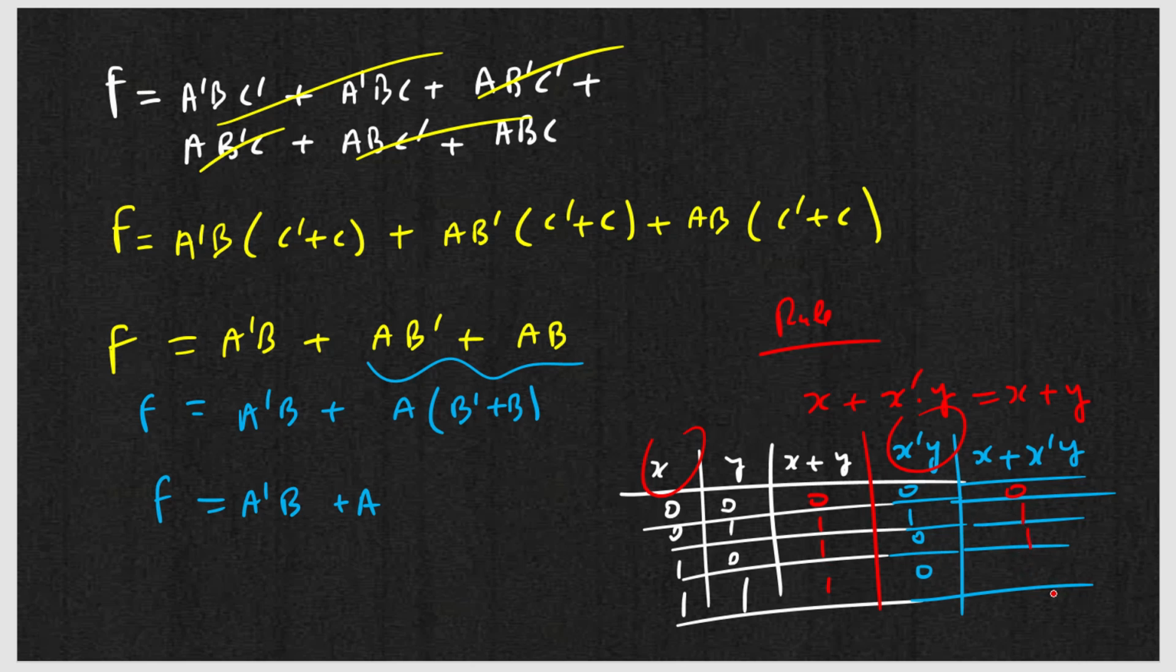Look, x plus y is the same as x plus x prime y. Now, you don't have to do this. I just wanted to prove it to you. But now you can memorize this. This is very powerful. And so you end up with b and a.